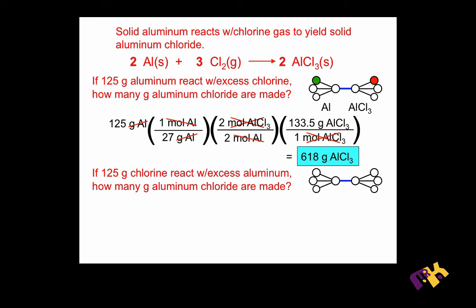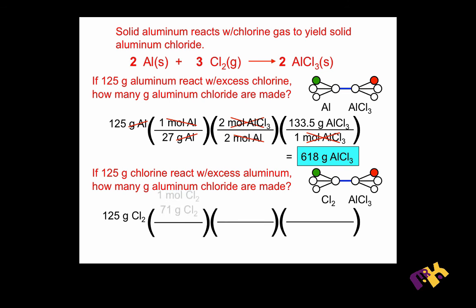Okay, we're going to do the same process for the other question, but instead we're working from the opposite direction as far as the reactant. So we're working with chlorine to aluminum chloride. So we do 125 grams of chlorine gas. The molar mass of chlorine gas is 71 grams per mole. So we put 71 grams on the bottom to 1 mole of Cl2 on top.